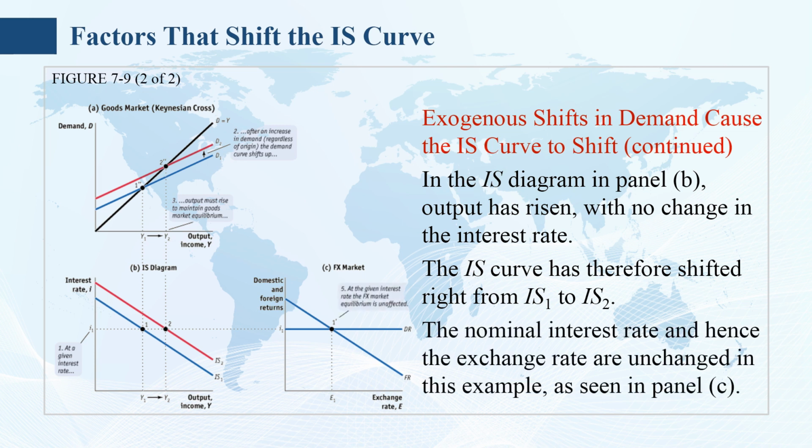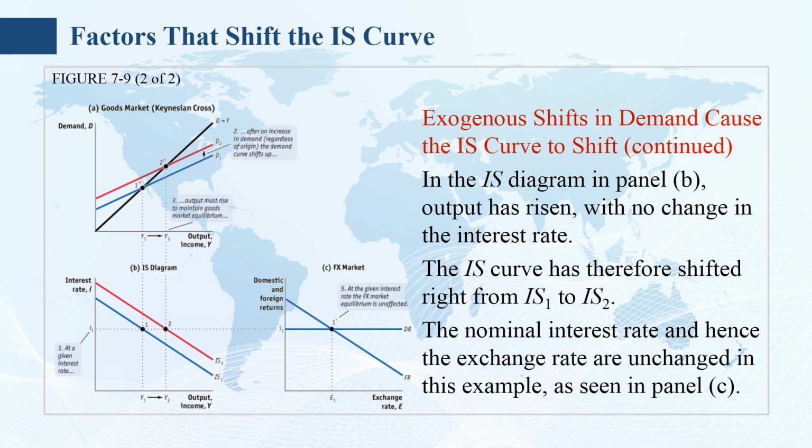If demand shows up because of a rise in G bar, a fiscal expansion, all else equal, what happens to the S-curve? The initial equilibrium point Y1, I1 would no longer be a goods market equilibrium. If the interest rate is unchanged at I1, then I is unchanged, as are the exchange rate E and hence TB. Yet the demand has risen due to the change in G.